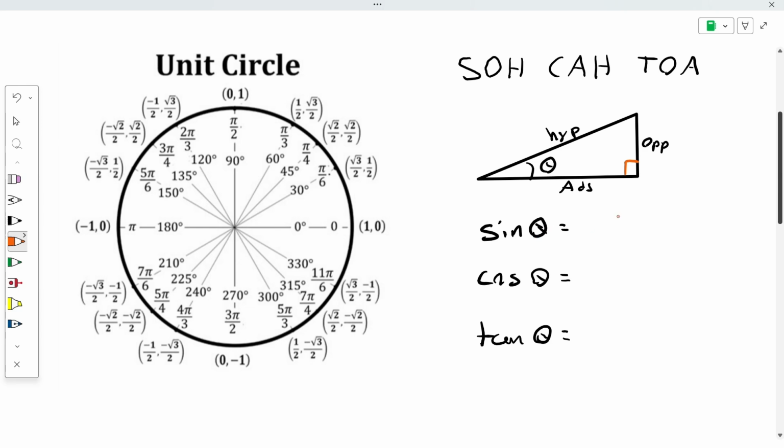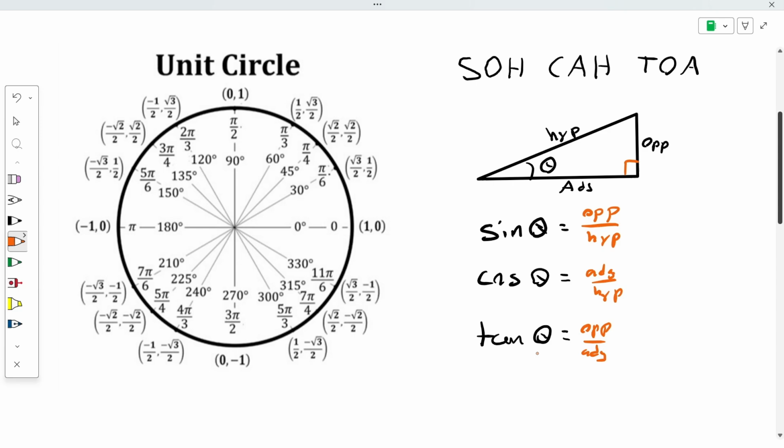So sine equals the opposite, the length of the opposite side, over the length of the hypotenuse. And that's what that SOH stands for. And then cosine is adjacent over hypotenuse. And then tangent is opposite over adjacent. And for tangent, we have this opposite over adjacent.